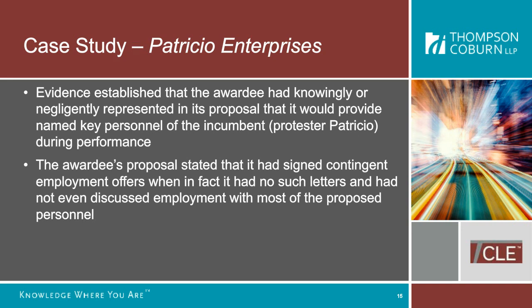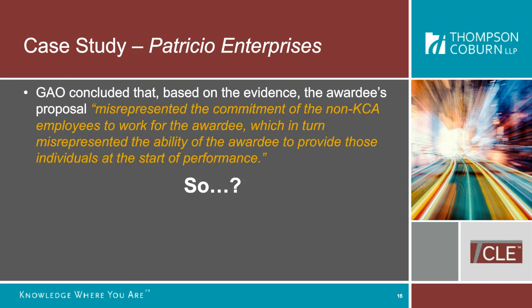And it turned out that the awardee, whose name was Knowledge Capital Associates, or KCA, received the highest rating for the management staffing proposal based on the key personnel that it proposed. So what happened in this case? GAO, of course, sustained the protest, and it concluded that based on the evidence, the awardee's proposal misrepresented the commitment of the non-KCA employees to work for the awardee, which in turn misrepresented the ability of the awardee to provide those individuals at the start of performance.